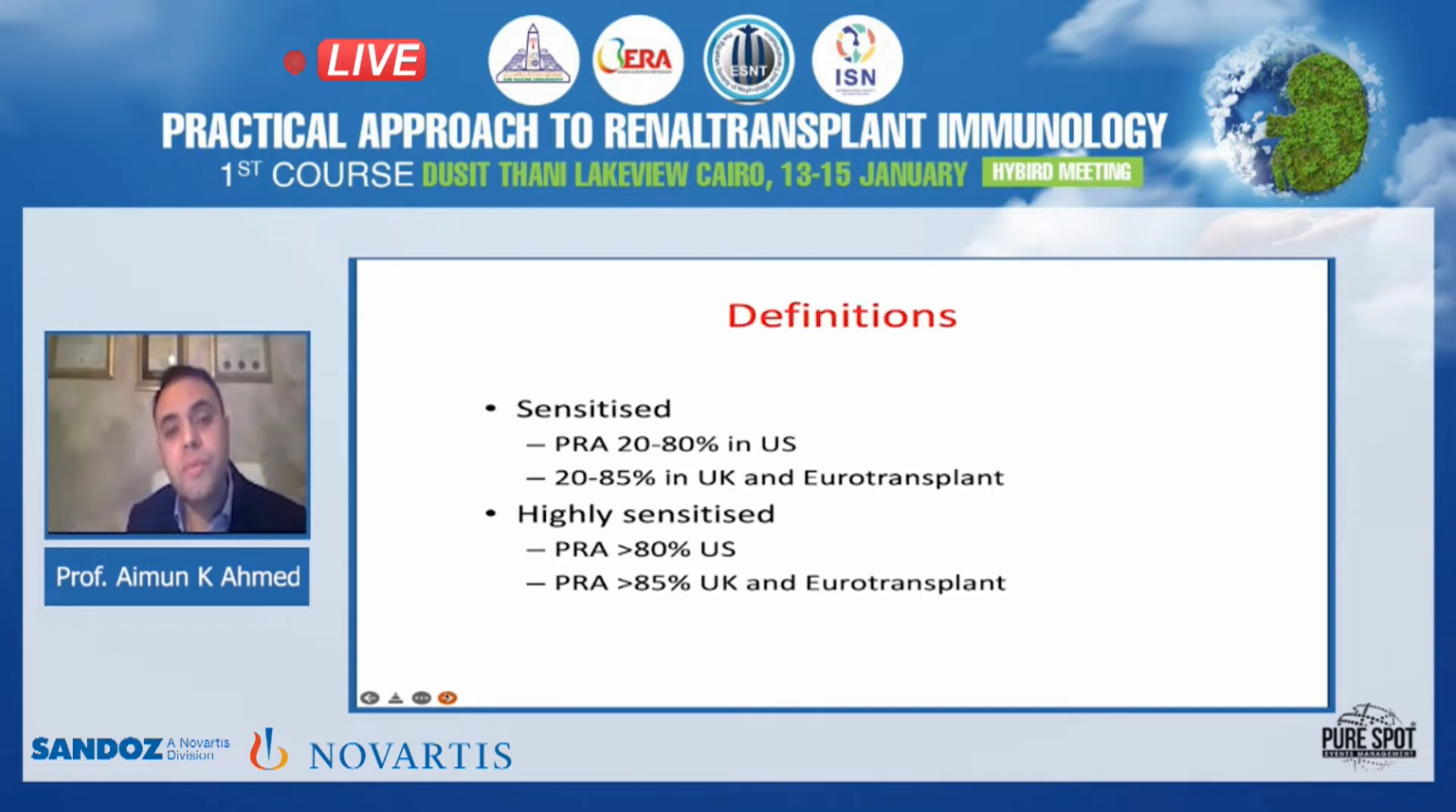And the definition from there was based on sensitization. So a sensitized patient would have a PRA between 20 to 80%, up to 85% in the UK. And above that, they were largely classified as a highly sensitized patient.